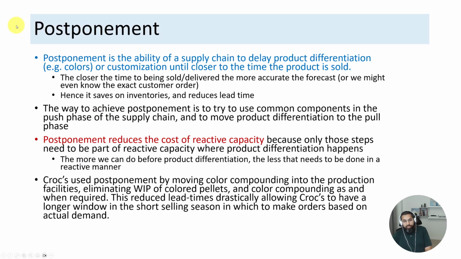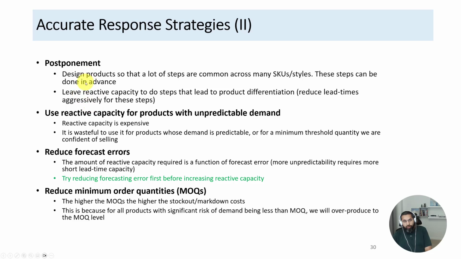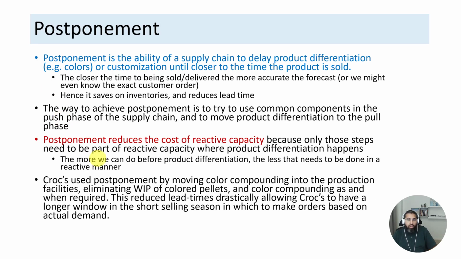Okay, so out of these strategies we talked about to reduce forecast errors, we're going to talk about postponement. The reason we're talking about some of these strategies in more detail is they're really important, they're really useful. So postponement is the ability to delay product differentiation, such as colors or customization, until we are very close to the product being sold, or the customer has already placed the order and now we can quickly customize it and ship it out.